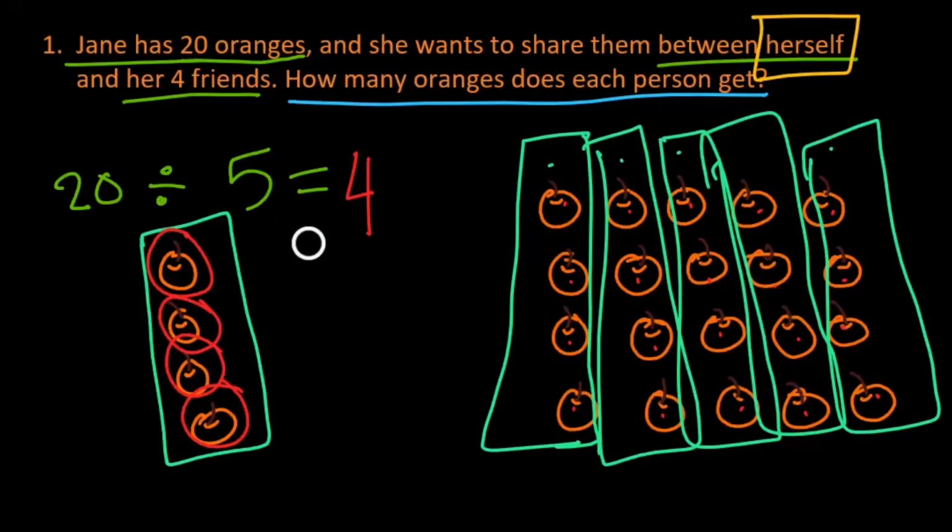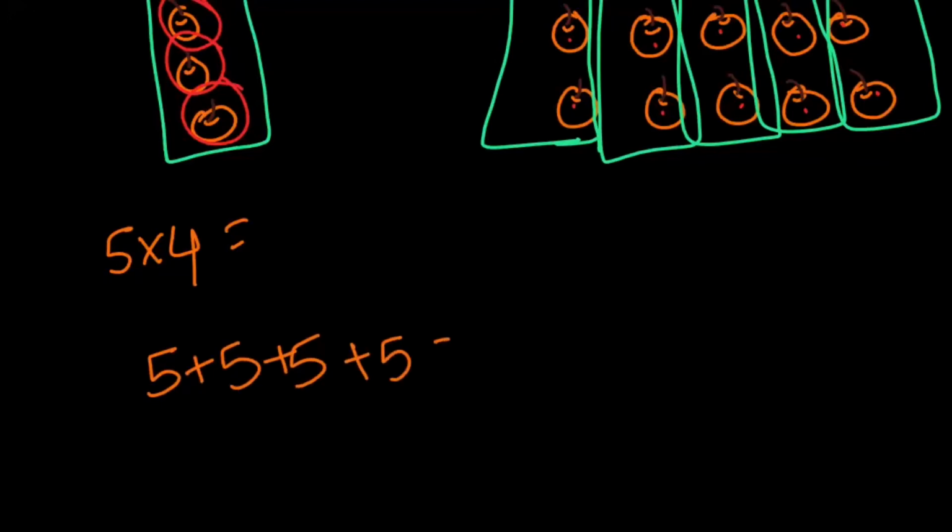And if you want to just cross-check, this is what you can do. You get rid of the equal sign and you place a multiplication sign there. And you get rid of the division sign and you have an equal sign over there. So you want to see if 5 times 4 is 20. And remember, multiplication is repeated addition. So 5 times 4 is basically 5 plus 5 plus 5 plus 5 equals blank. Is it equal to 20 or not?